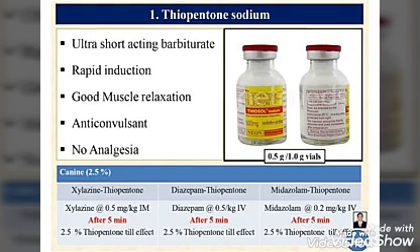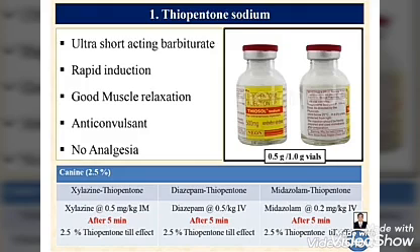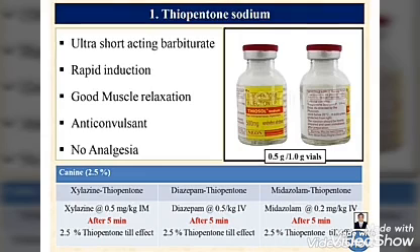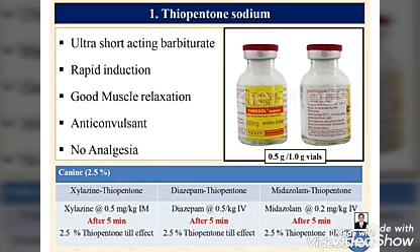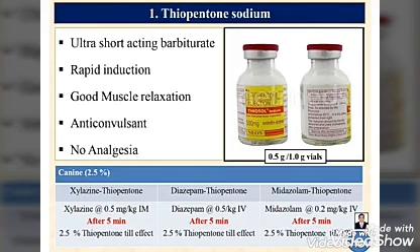It gives very good muscle relaxation and works as an anticonvulsant drug, because it belongs to the barbiturate group of anesthetics. But it has a disadvantage: it has no analgesic property. So thiopentone is always preferred with premedication. Generally an opioid is added with thiopentone, to avoid complications during general anesthesia and recovery.